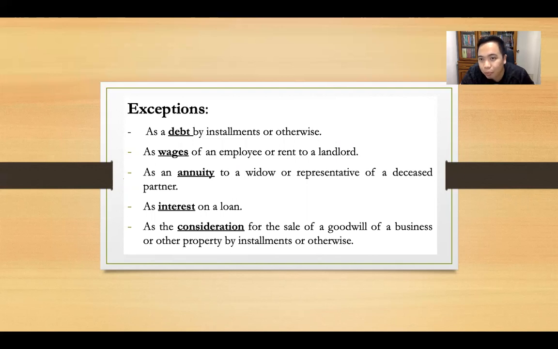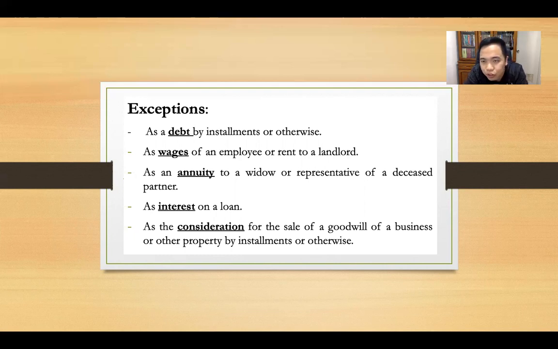Kasi magkaiba yung partner sa employee class eh. Kasi ang partner, the partner will have to share in the profits and losses. Pag nalugi ang partnership, wala siyang sweldo. Pero ang empleyado, as long as nagtrabaho siya, meron siyang sweldo. Now, if an employee receives wages from the partnership, then he does not become a partner, because the payment of wage is different from receiving a profit of the corporation.